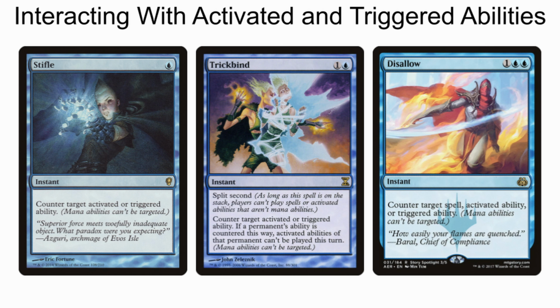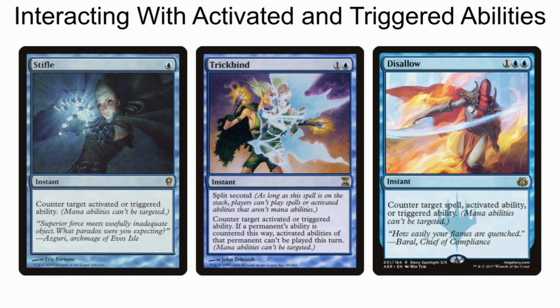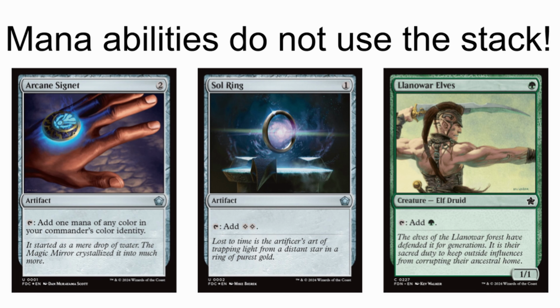Triggered abilities always contain the words when, whenever, or at. They go on the stack and can also be countered with effects like Stifle. Mana abilities are activated or triggered abilities that add mana to your mana pool and have no target. They don't use the stack. Think Mana Dorks and Rocks.